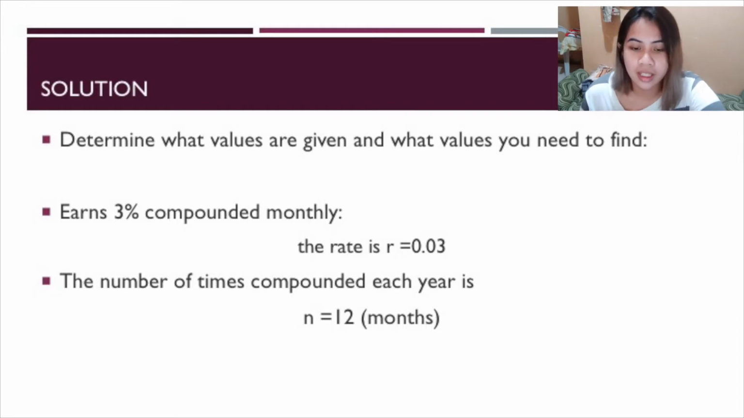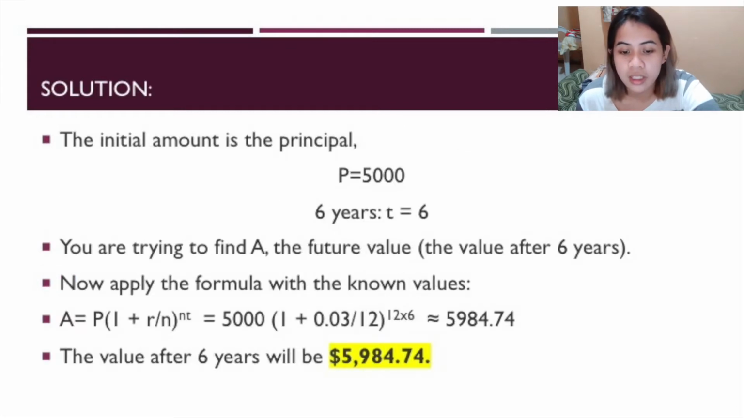So in this problem, it is stated that it earns 3% compounded monthly. Therefore, our rate is 0.03. The number of times compounded each year is n, which equals 12 months, and the initial investment is $5,000. The initial amount is the principal, P = 5,000, and the time is 6 years.